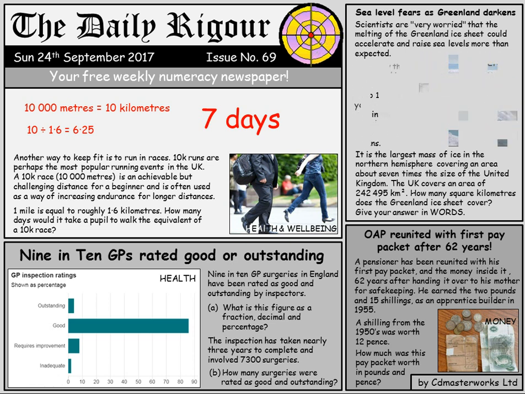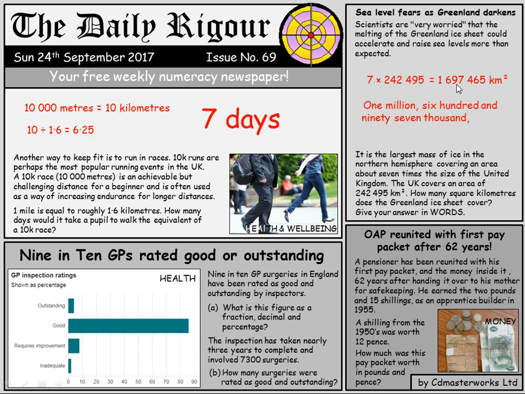To give our answer in words: it's 7 times more than Britain, so we're just going to multiply the area of Britain by 7, and that gives us this big long number here in square kilometres. But the question wants us to give our answer in words, so we have 1 million, and then 697,000, and then of course that's followed by 465.